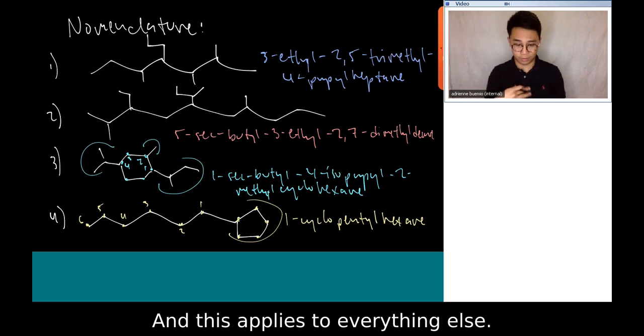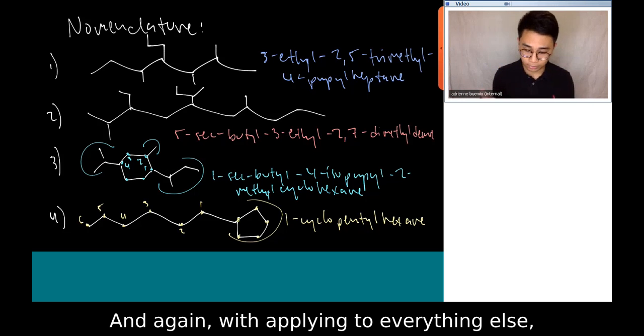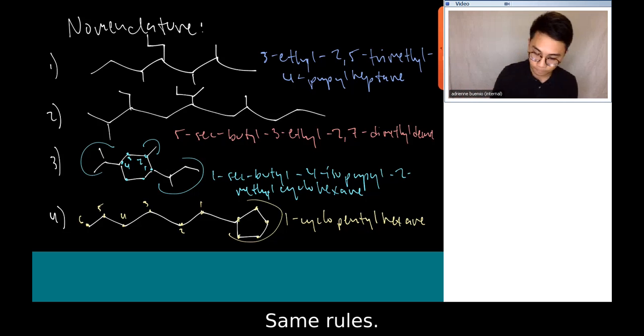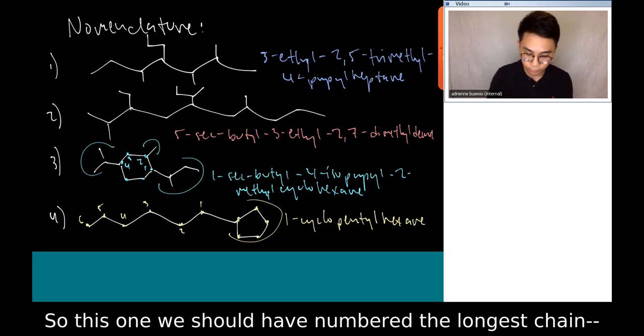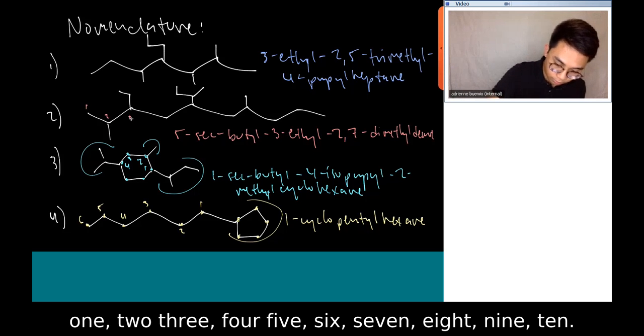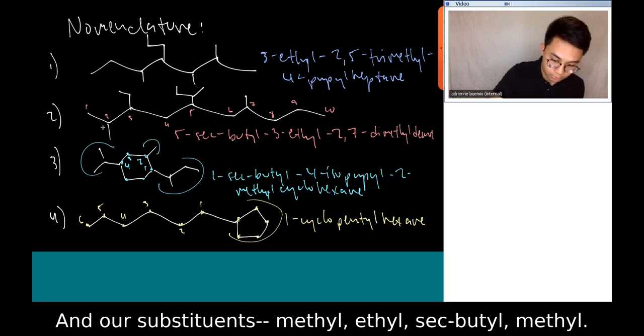And this applies to everything else. And again, with applying to everything else, just imagine these functional groups like alcohols or halogens. Same rules, right? Okay, so this one we should have numbered the longest chain. 1, 2, 3, 4, 5, 6, 7, 8, 9, 10, right? Then our substituents, methyl, ethyl, butyl, methyl, right?